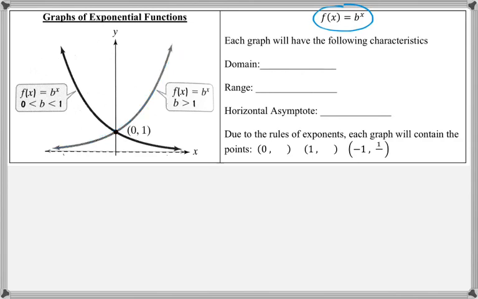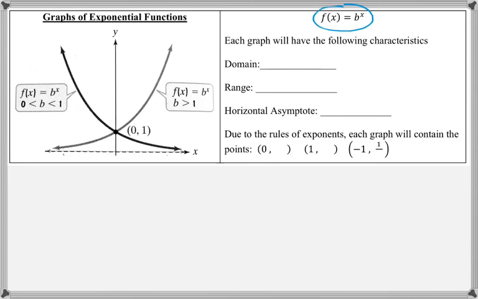Now, if your base is between 0 and 1, which really just means it's a decimal or a fraction, then the shape is going to be like this. And again, within that, there's not much variety. So if your base is 1/3, if your base is 1/2, if your base is 1/10, they basically all look the same. Some of them are a little bit steeper, but the shape is going to look like that.